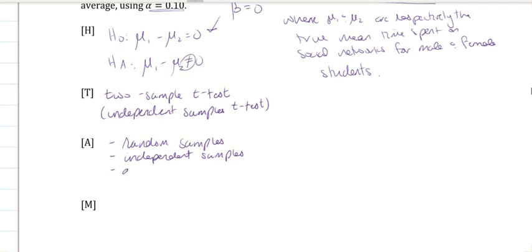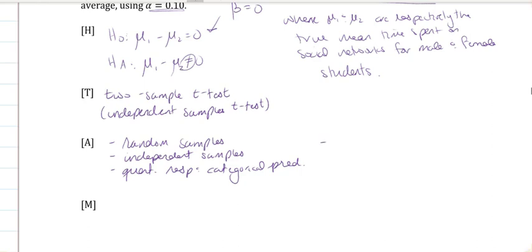We need a quantitative response and a categorical predictor. So we have a quantitative response because the time spent on social networks is quantitative. We can take the average of time. And we have a categorical predictor because we're treating gender as categorical. You're either male or female in this example.